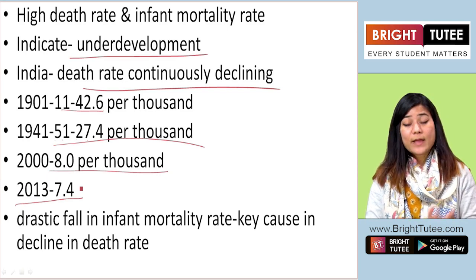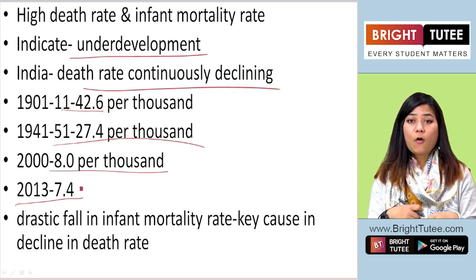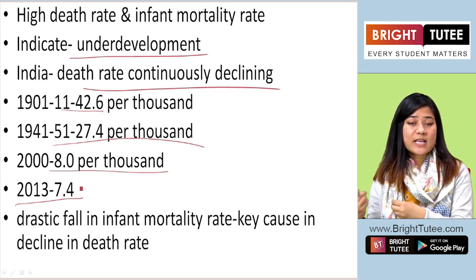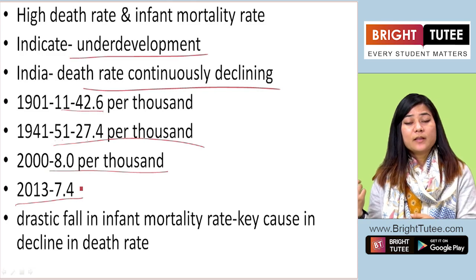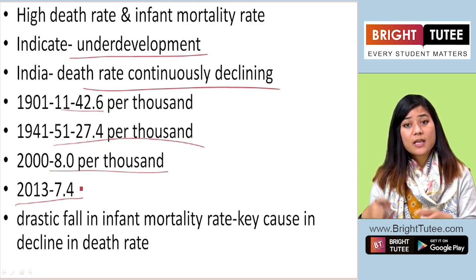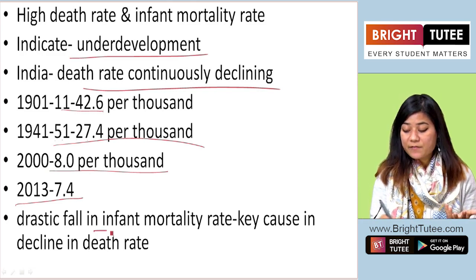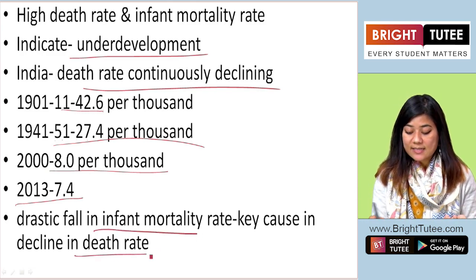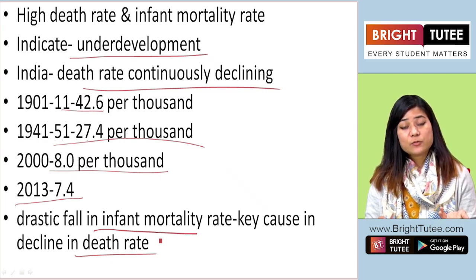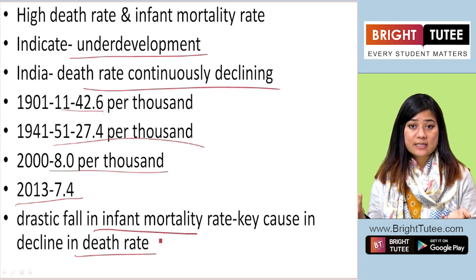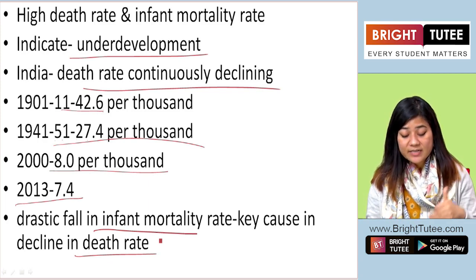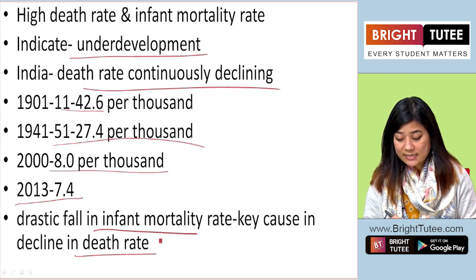Now, when there is a drastic fall in the death rate, that indicates that the infant mortality rate has also declined. So what we can see is that the infant mortality rate and the death rate influence each other. With a rise in the infant mortality rate, there's a rise in the death rate. With a drastic fall in the infant mortality rate, there is a decline in the death rate.